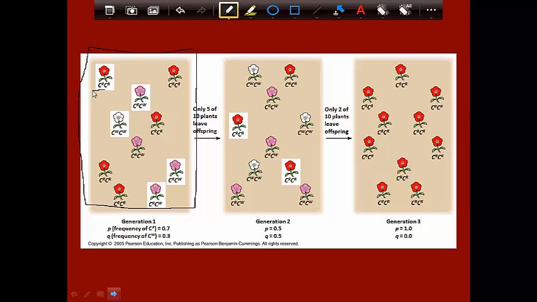So all the reds are big CR with big CR. All of the pinks are big CR with big CW. And all of the whites are big CW with big CW. Okay, so they have a different set of genotypes depending on what their phenotype is, which makes sense. Hopefully you remember how that works. So we're going to look at the first generation down here. It says that the p frequency, so the percentage or the decimal for the big CR, which we're taking as our dominant allele, is 0.7.